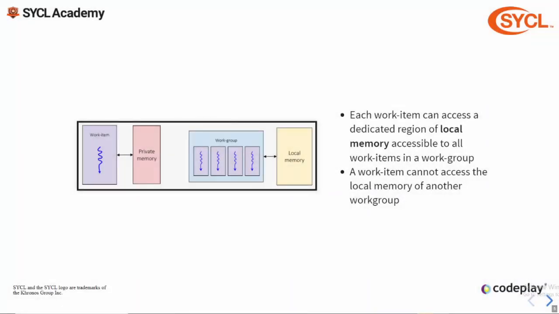Next up we had workgroups, a group of work items collected together. Each work item can also access a dedicated region of memory called local memory. Local memory is accessible to all work items of a workgroup. This makes it very useful for sharing partial results between work items. Again though, no work item can access the local memory of another workgroup to its own.